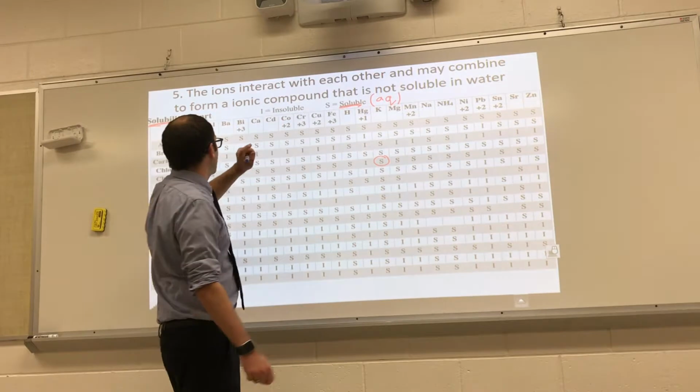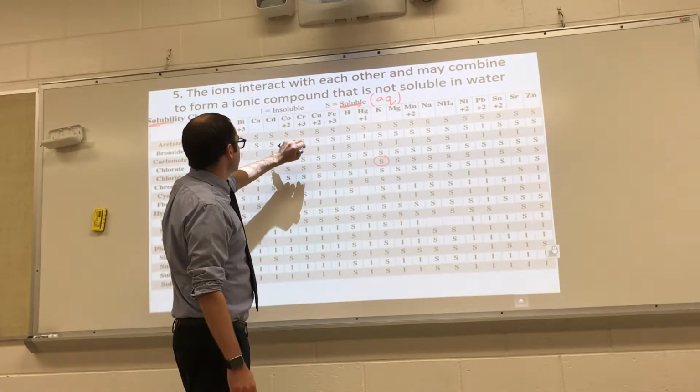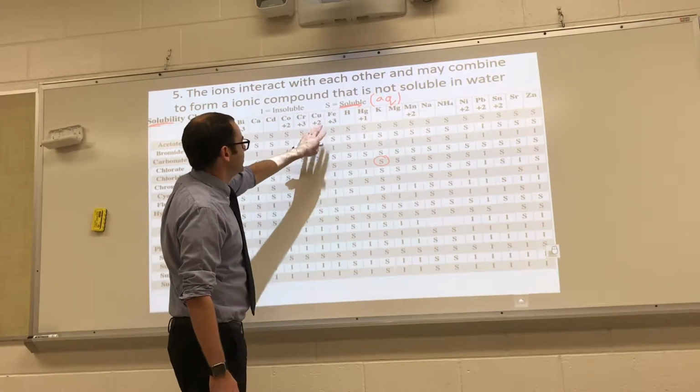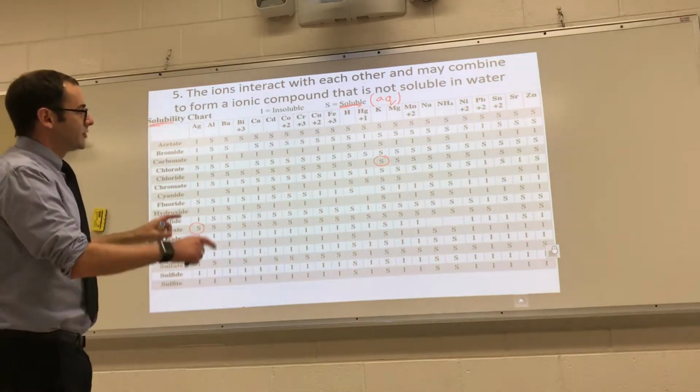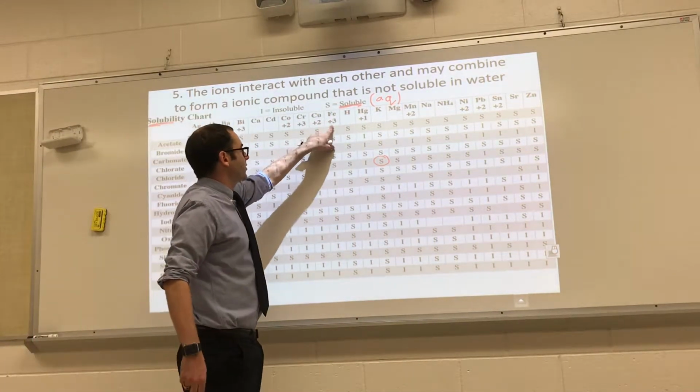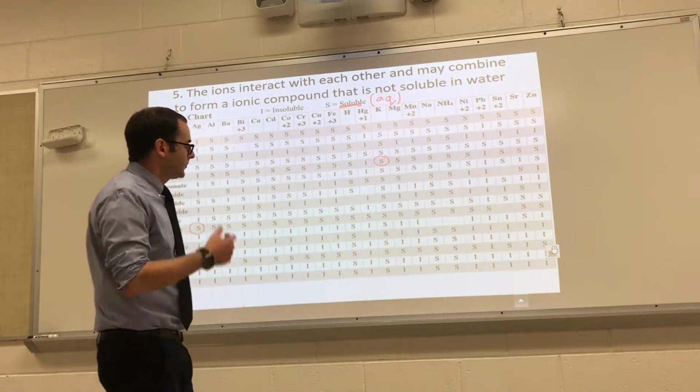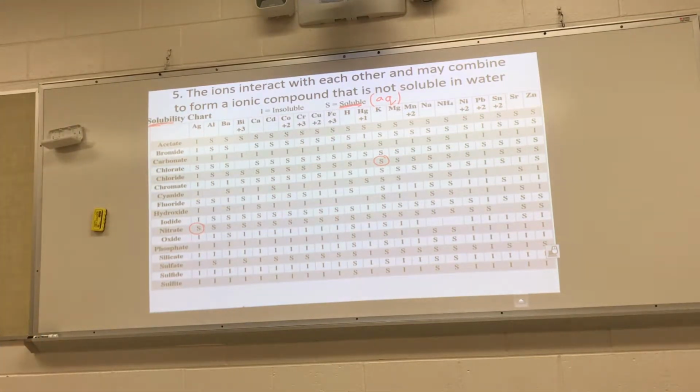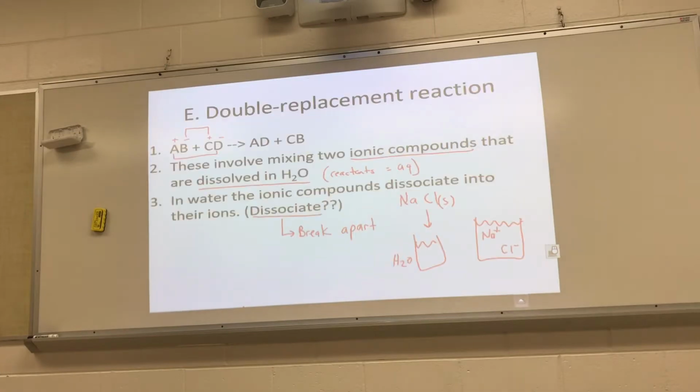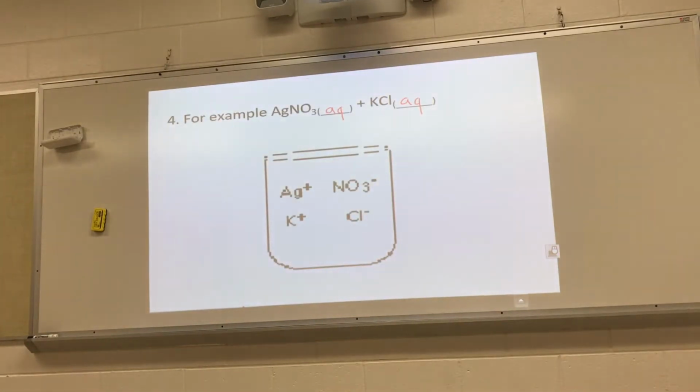Notice also, sometimes you have different charges for things. Actually, on this chart, they simplified that as well. Sometimes when you have iron 3 and iron 2, they have different solubilities, but we're not going to worry about that. All right? Okay. So back to this problem.